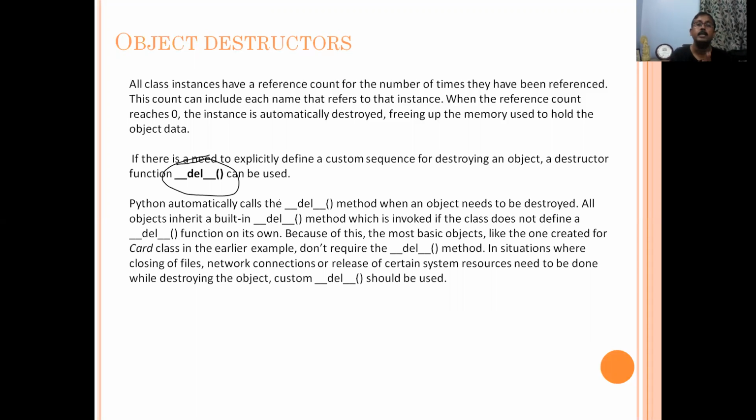But in case you have some more explicit stuff to do, what all explicit stuff? Say for example, there are certain files which we have opened, which we want to close so that they don't stay open once the object gets closed, or there are certain network connections or system resources which have to be released when we are destroying the object, right? So at that time you will have to put those activities as a part of your destructors, right?